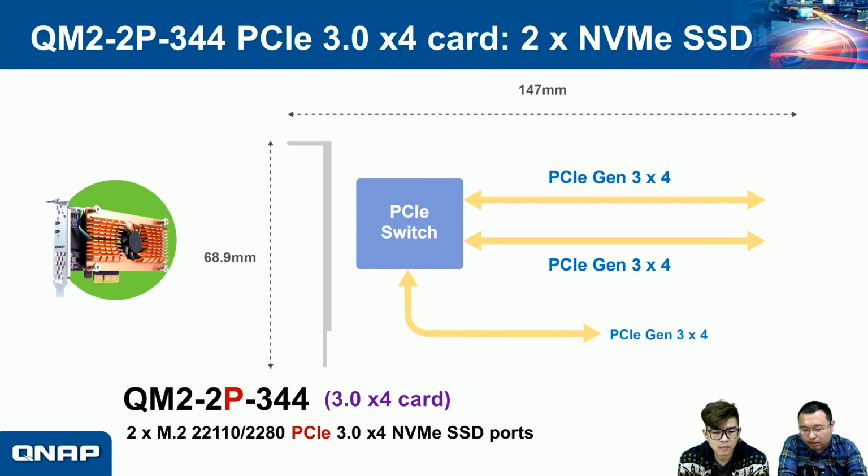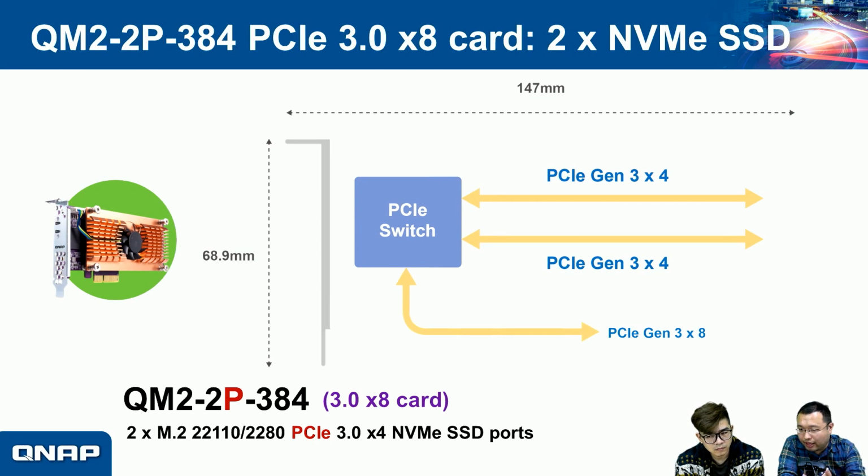But if you want better performance, if you're on RAID 0, then don't forget to look at our high-speed Gen 3x8 version. With Gen 3x8, you can fully take advantage of the two M.2 PCIe SSDs. So we can choose the QM2 card depending on our demand for the SSD, if we are going to use it as a RAID or not.